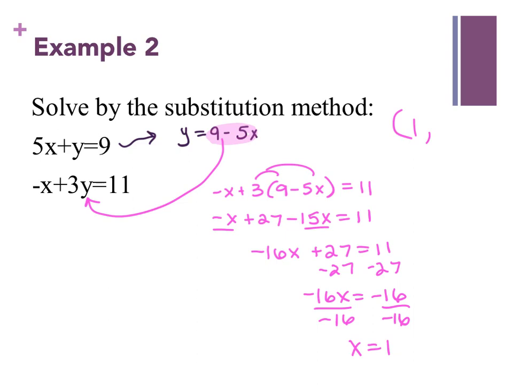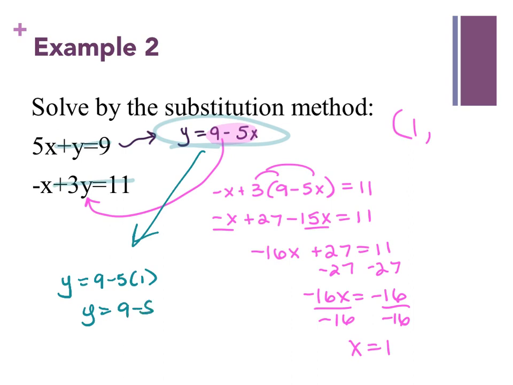Then I have to take that and plug it back in. I can plug it back into either of my original ones, or I can plug it back into the one I solved, which is already solved for the y. So a lot of times that's the easiest. So I would say y equals 9 minus 5 times 1. y equals 4. And now I've got both the x and the y. Your answer will be written as a coordinate point, x first, y second.